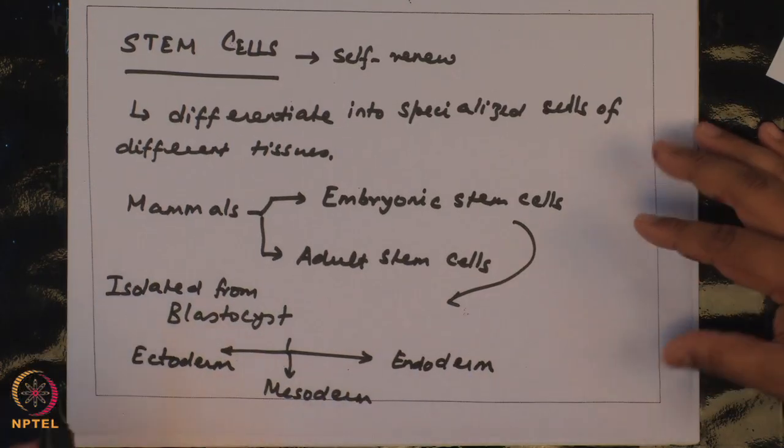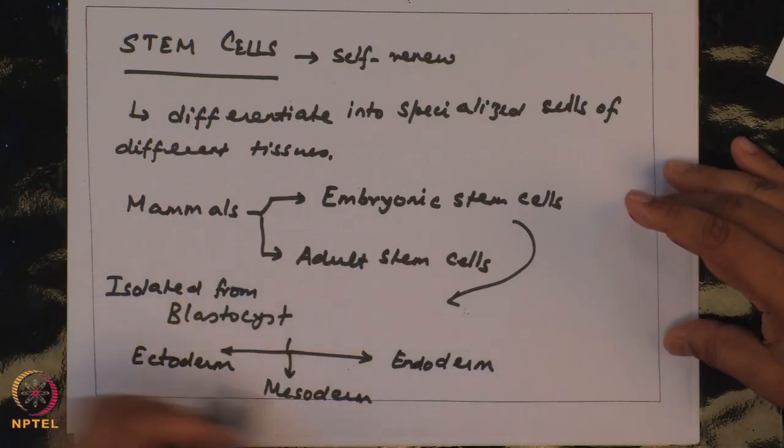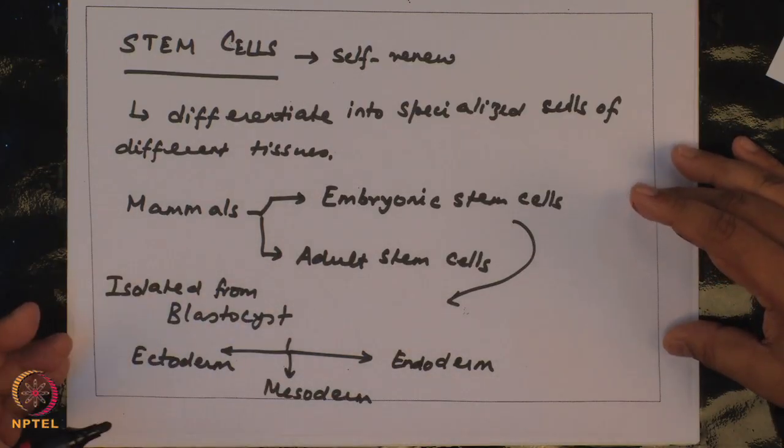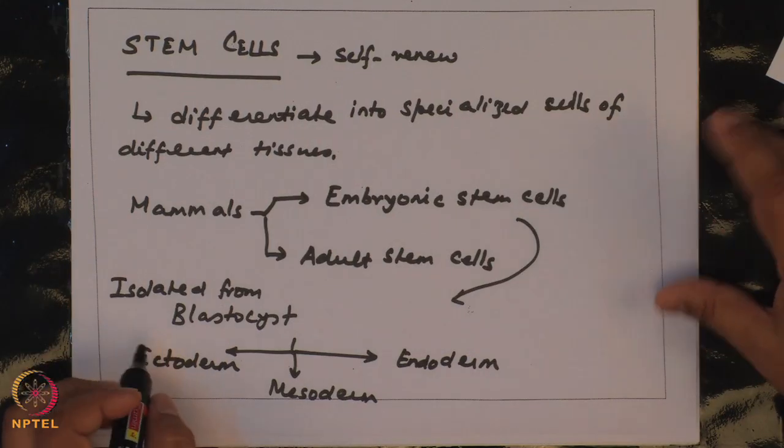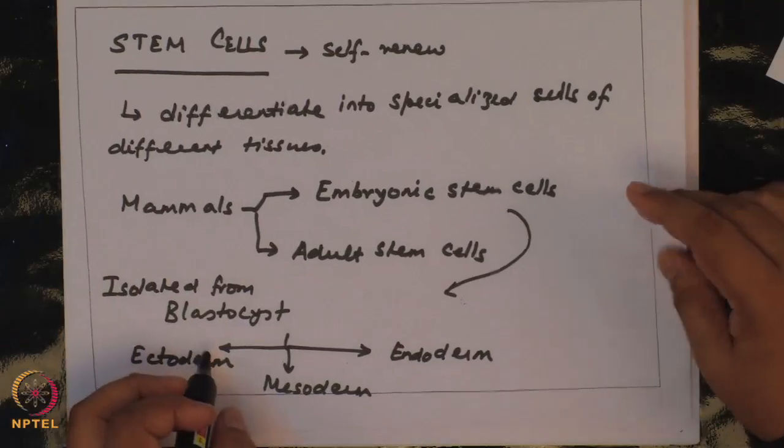So, embryonic stem cells can generate cells of all the different germ layers, but there is an ethical issue. What is the ethical issue? You have these cells which are isolated from an embryo. By isolating cells from the blastocyst stage, you are actually killing that organism. That is the ethical issue, the main problem why embryonic stem cells did not find much use for regenerative medicine applications.